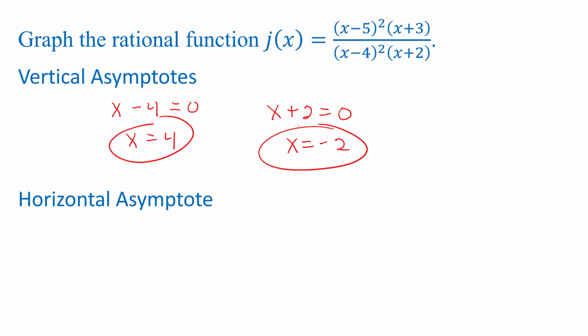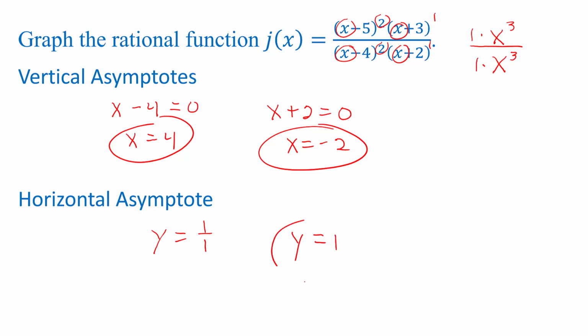For the horizontal asymptote, we look at the degree in the numerator and the degree in the denominator. Let's take a look at the leading terms in each. In the numerator we have x squared times x raised to the first power, that would give us a leading term of x cubed. In the denominator, again, x squared times x raised to the first power, we again have a leading term of x cubed. So the degrees are the same. I look at the leading coefficients to help me determine the horizontal asymptote. It would be y equals 1 over 1, or y equals 1.